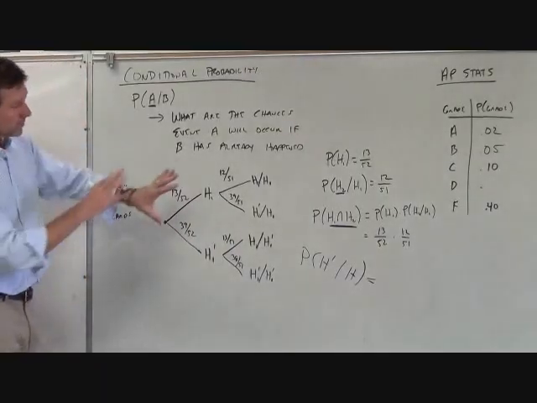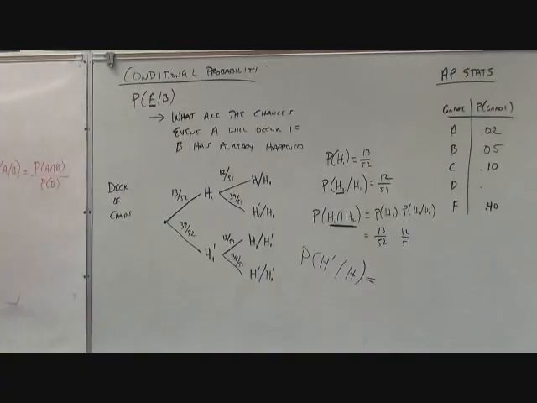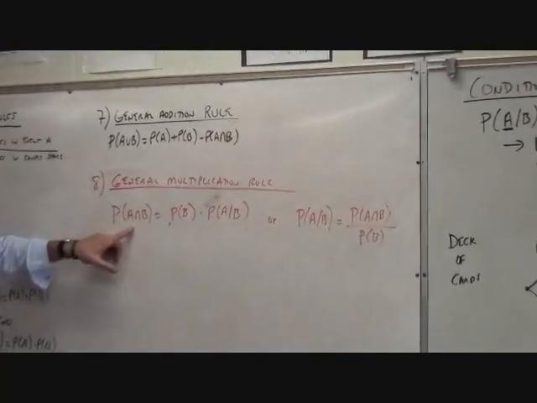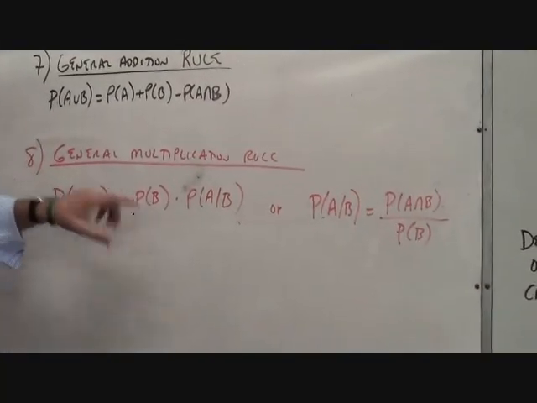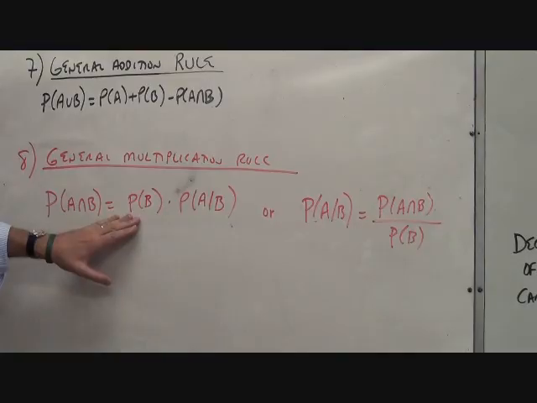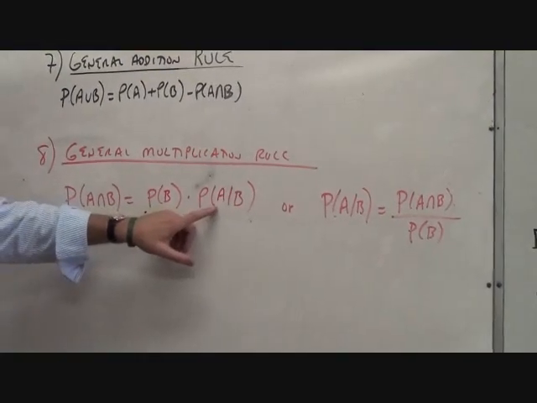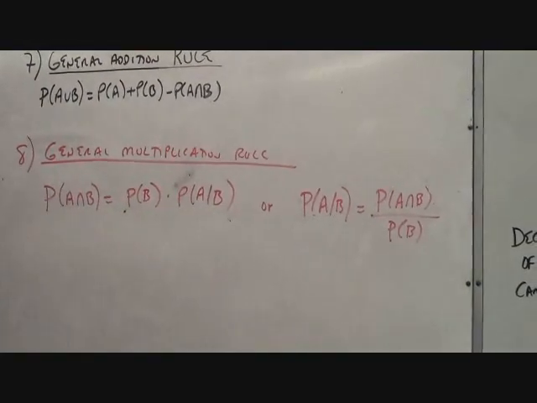Okay? So that hopefully will illustrate this formula. It should make a little bit more sense to you. If I'm trying to figure out the probability that 2 events happen, it's the probability that one of them happened times the probability the next one's going to happen given the first one already occurred.